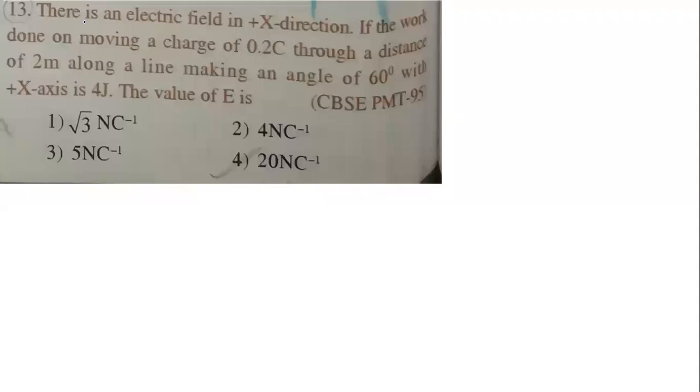There is an electric field in X direction. If the work done to move a charge of 0.2 coulomb through a distance of 2 meter along the line, making an angle of 60 degree with respect to X axis, is 4 joule, then the value of electric field is how much?